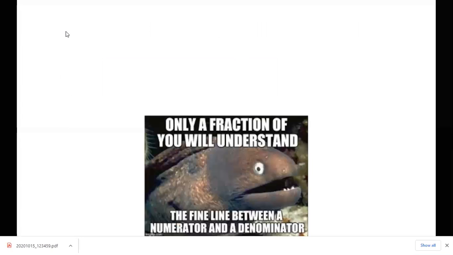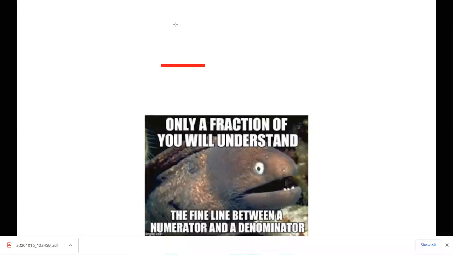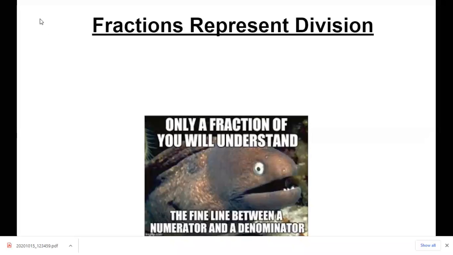So here's a little, what is that, an eel? Only a fraction of you will understand the fine line between a numerator and a denominator. The fine line is here, right? The numerator would be like a 3 and the denominator could be our 10. So now do you get that? The fine line between, yeah. Anyways, let's move on.